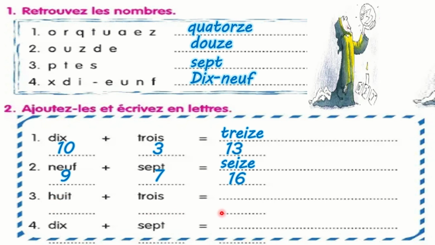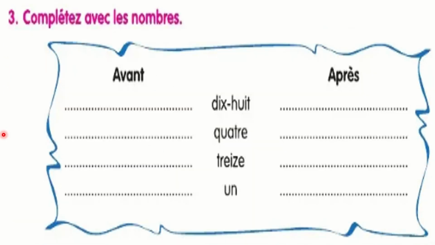Then we have the third one, that is 8 plus 3 égale, which means 8 plus 3 equals, well, the answer is 11, which is 11. 8 is 8 and 3 is 3. Then we have the fourth one, that is 10 plus 7 égale, that means 10 plus 7 equals 17, that means 17.